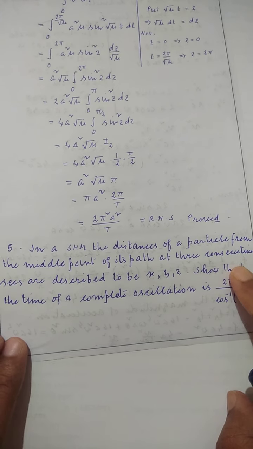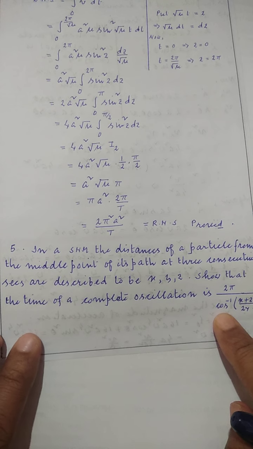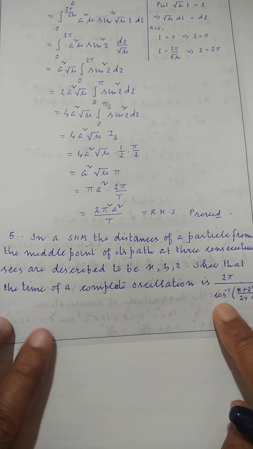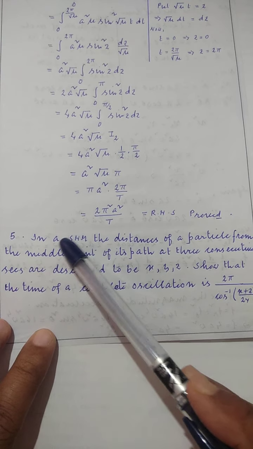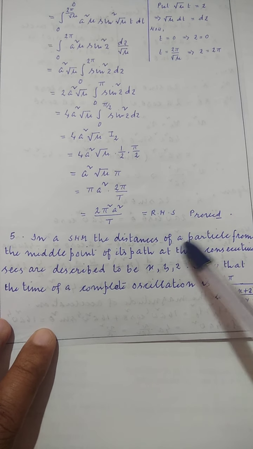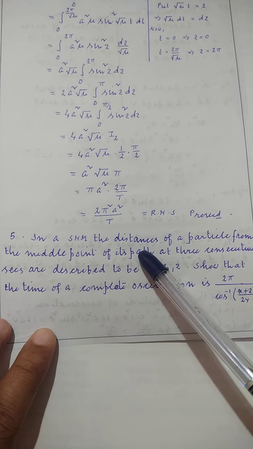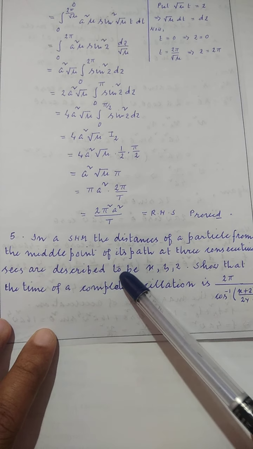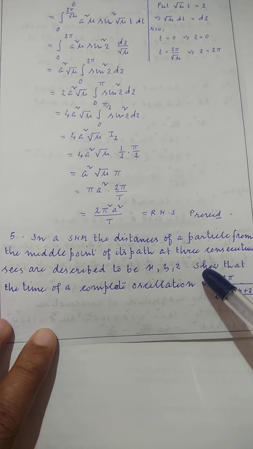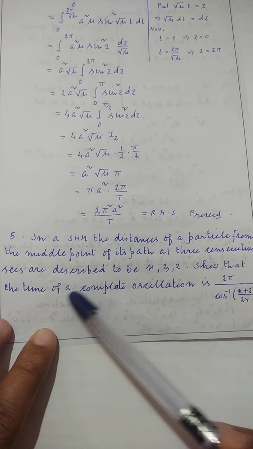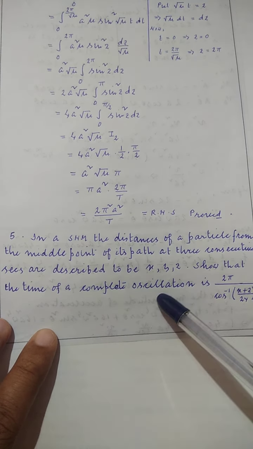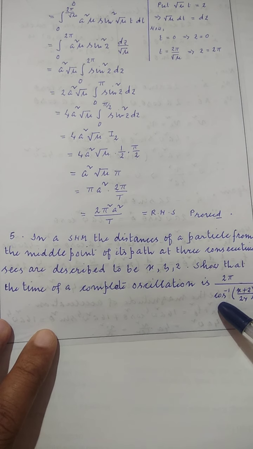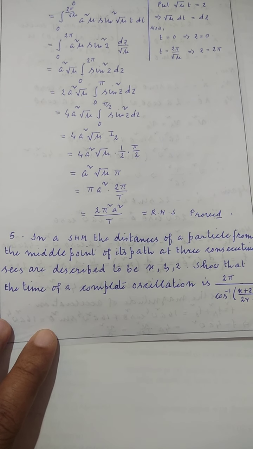Okay, let's solve the next problem, number 5. In a simple harmonic motion, the distances of a particle from the middle point of its path at 3 consecutive seconds are observed to be x, y, and z. Show that the time of a complete oscillation is given by twice pi by cos inverse of x plus z by twice y.